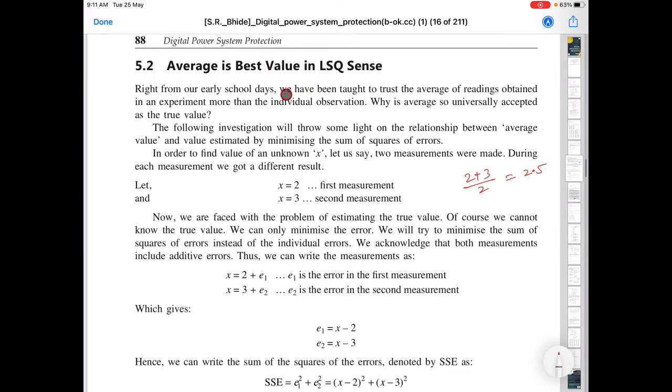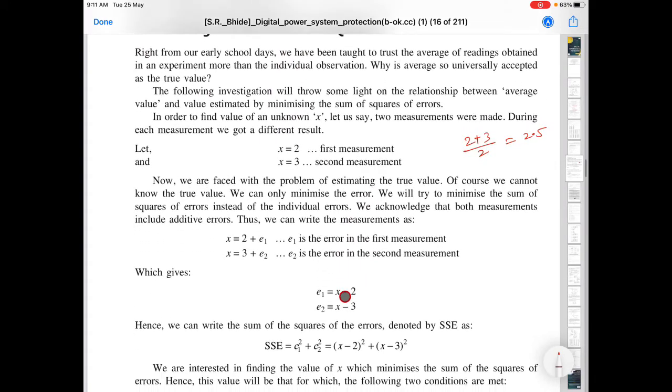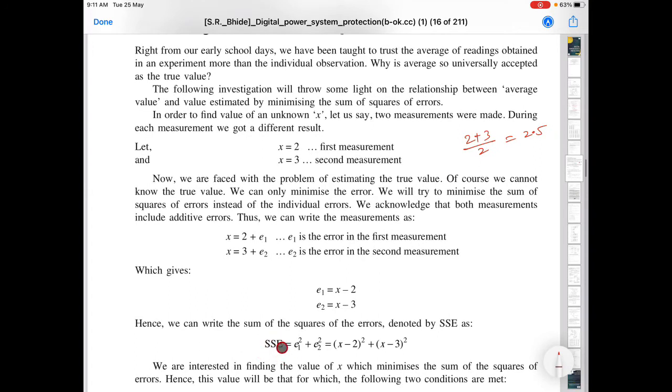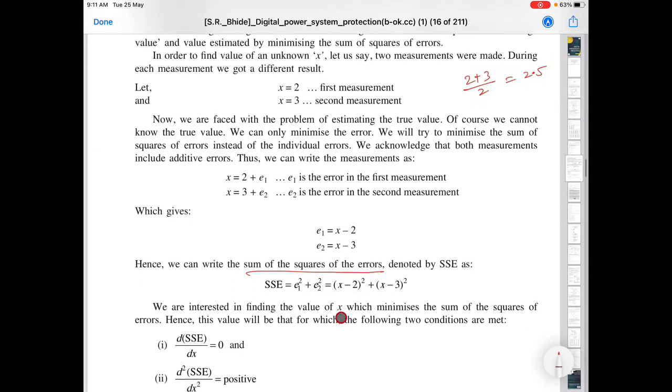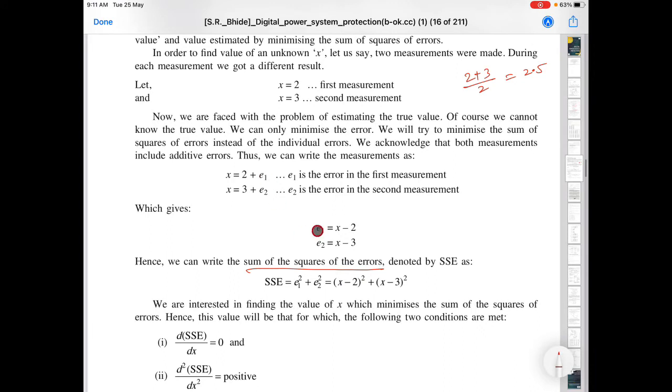Now in the LSQ method, what it tells is you have to take the sum of squares of error. Do you know what the error is? E1 is x minus 2, E2 is x minus 3. So the sum of squares of error: you square these and take the sum. While doing this, you have to take care of two conditions. Two conditions are to be met. What are those two conditions?